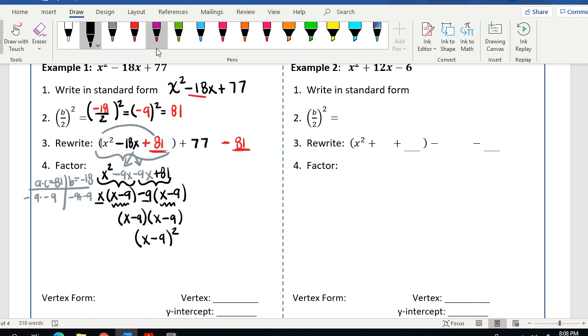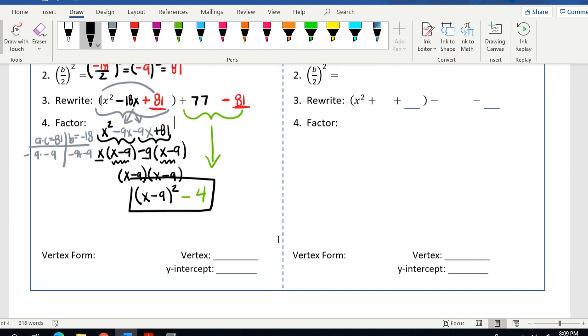Now, to find the rest of my expression, I'm going to add this 77 minus 81. All right. And we get, why can't I think right now? Negative 4. All right, so here is my vertex form. I have just converted it from standard to vertex.